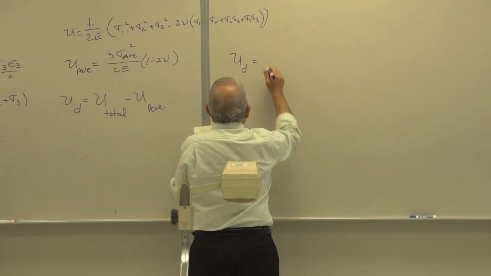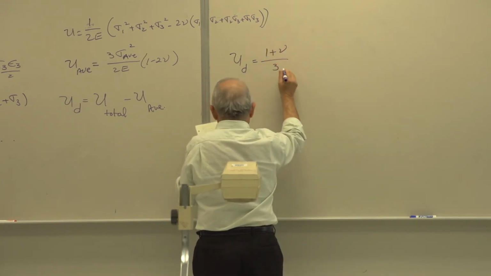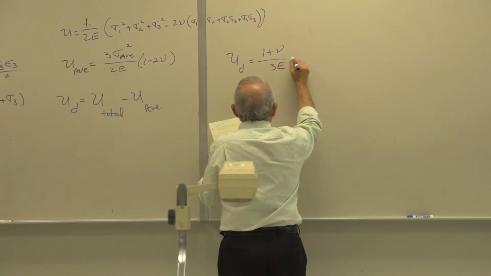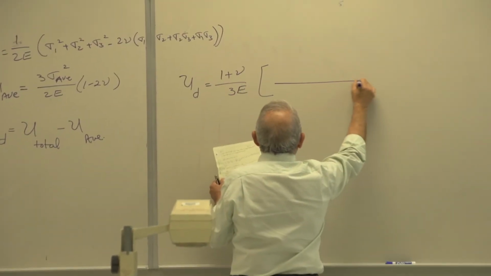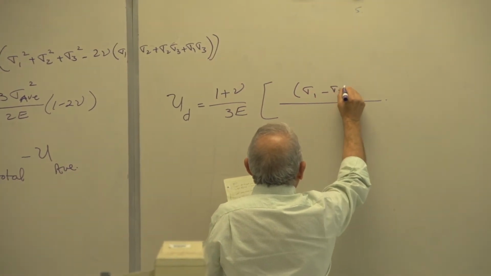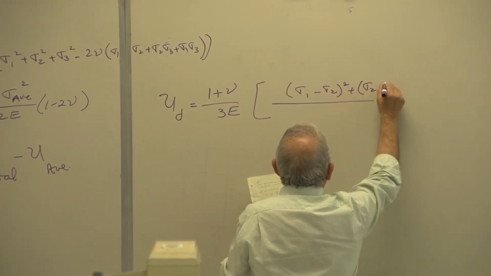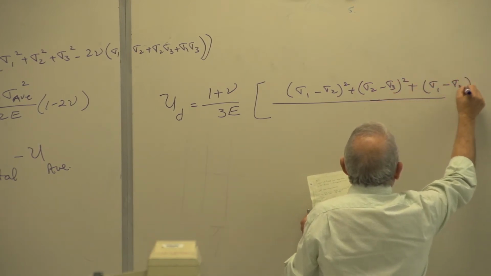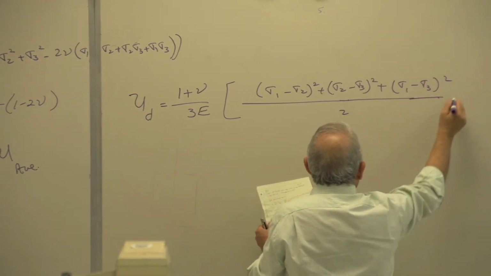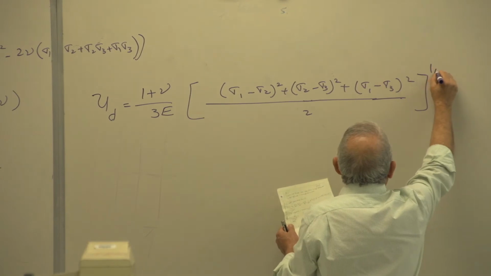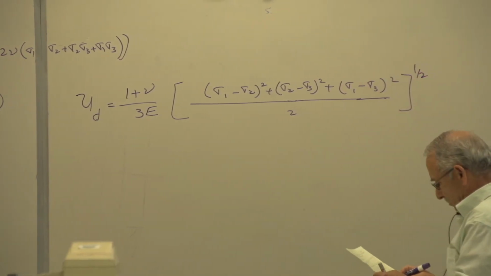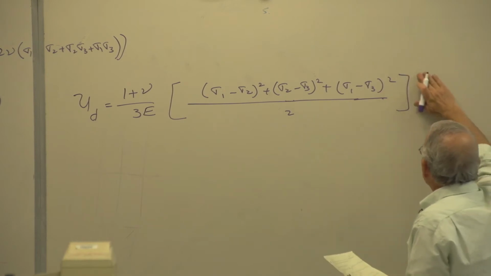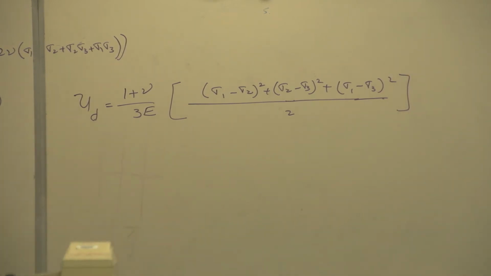Distortion energy is equal to (1 plus nu) over 3E times (sigma 1 minus sigma 2) squared plus (sigma 2 minus sigma 3) squared plus (sigma 1 minus sigma 3) squared, divided by 2. Oh no, not to the 1/2. I'm one step ahead of myself. That's the distortion energy. Any questions so far?